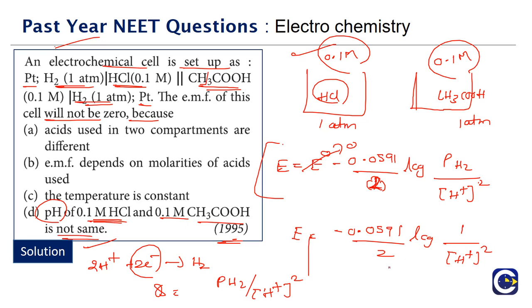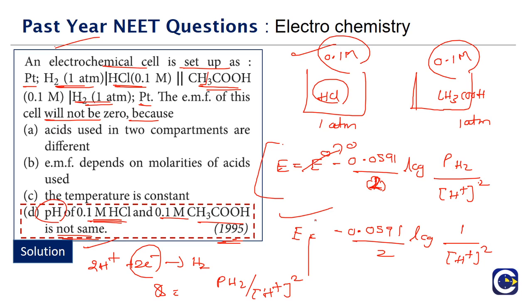So if they are not the same, what is going to happen? The electrode potential of the LHS will be different from the electrode potential of the RHS. That means the cell EMF will not be 0, because cell EMF is the electrode potential of the RHS, which is the cathode, minus the electrode potential of the LHS, which is the anode. So the correct answer for this is Option D.